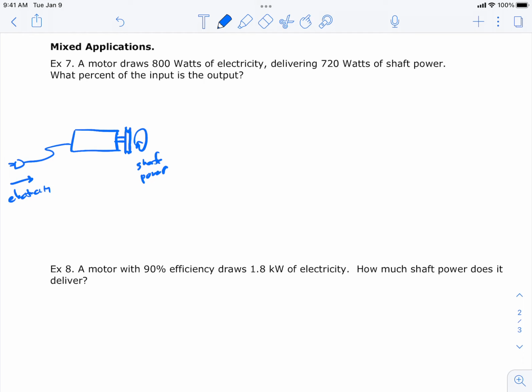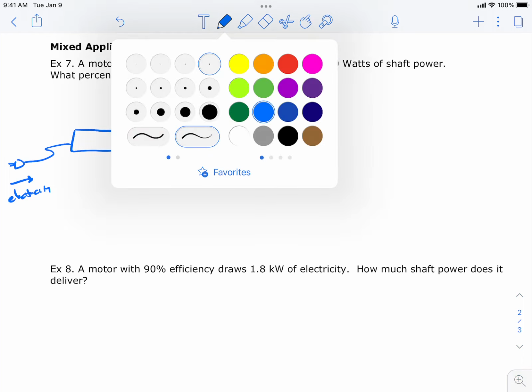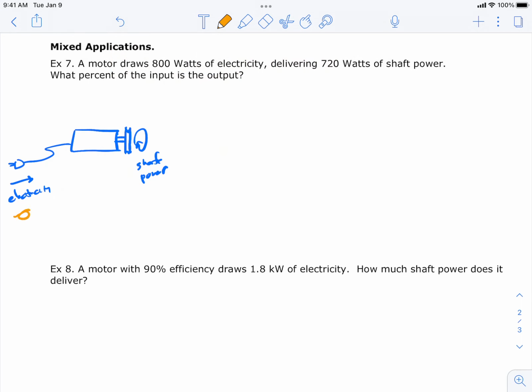Anyway, it says the motor draws 800 watts. So that means 800 watts of electricity is coming in on this side. It's going to deliver 720 watts of shaft power. Notice that you get out less than what you put in. That's always the case, unfortunately, in this world.